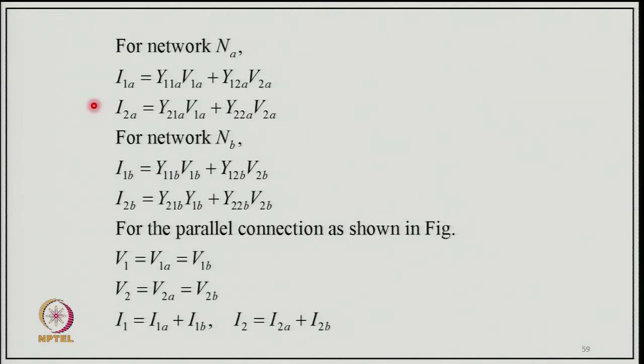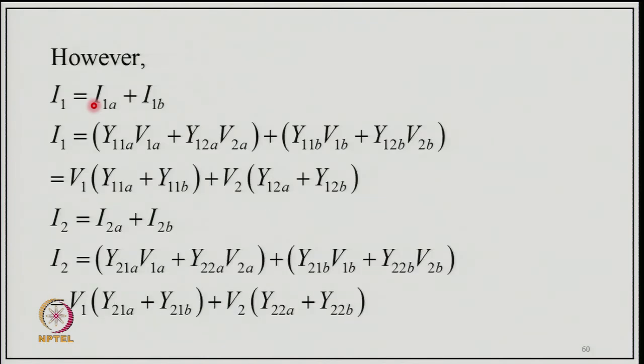And for parallel connection we can say V1 = V1A = V1B, and similarly at the output port V2 = V2A = V2B, and I1 = I1A + I1B and I2 = I2A + I2B, from which we can find I1 = I1A + I1B, and we can put in the values of both these currents.